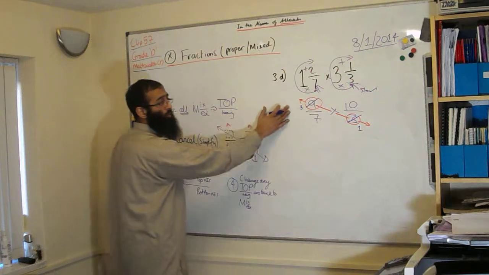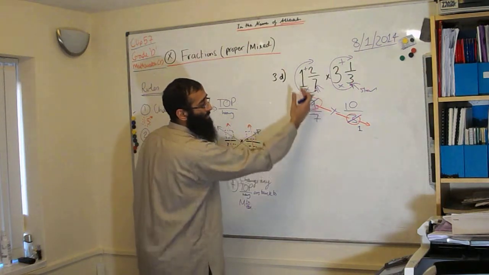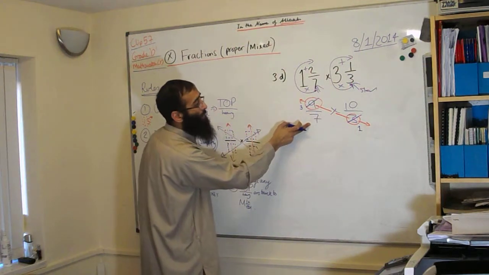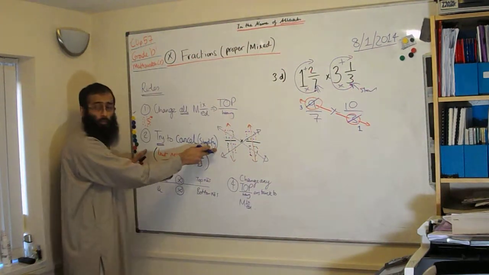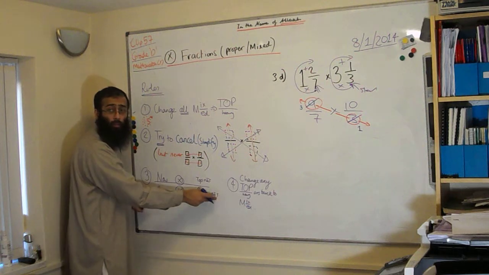So we've done that part. That's as much as we can do on this question at the moment. We can't cancel anything else. We can't cancel vertically because these two are both prime, they won't cancel. 10 and 1, that's already simple. So we've done step 2. Now we're going to go on to step 3.